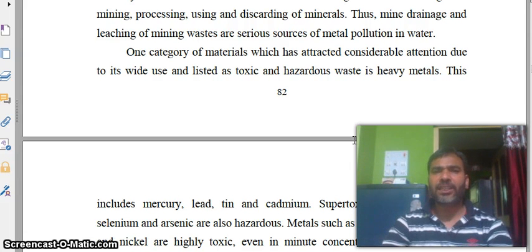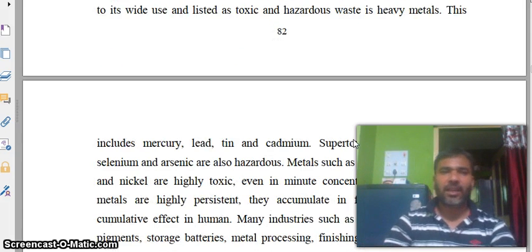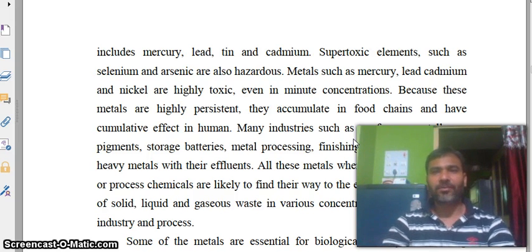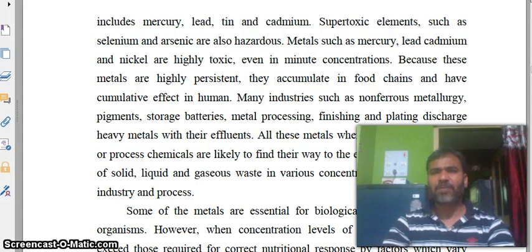One category of materials which has attracted considerable attention due to its wide use, and is listed as toxic and hazardous waste, is heavy metals, and this includes mercury, lead, tin and cadmium. Supertoxic elements such as selenium and arsenic are also hazardous. Metals such as mercury, lead, cadmium and nickel are highly toxic even in minute concentrations.